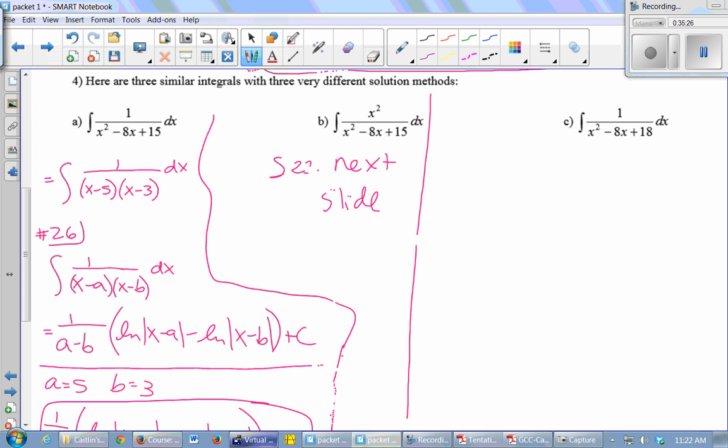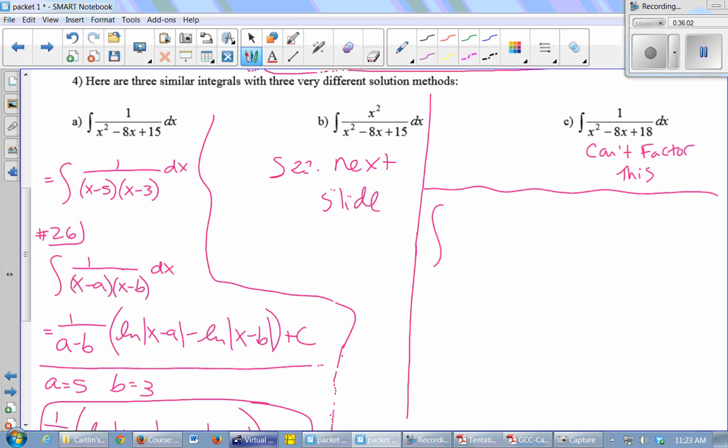So I can't apply number 26 because I can't factor my denominator. We call that an irreducible quadratic. So instead, I'm going to complete the square on that denominator. I'm going to basically do a fancy manipulation to make it look like something in the table. And that fancy manipulation is called completing the square.